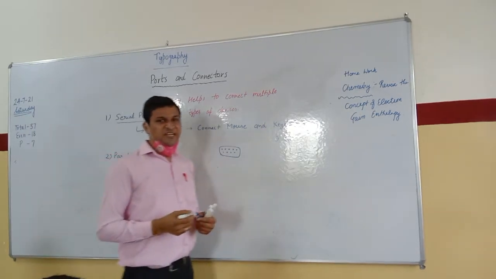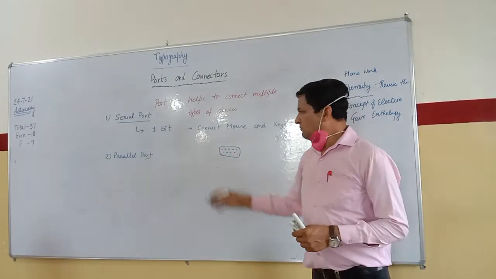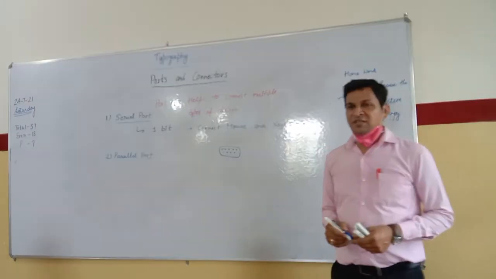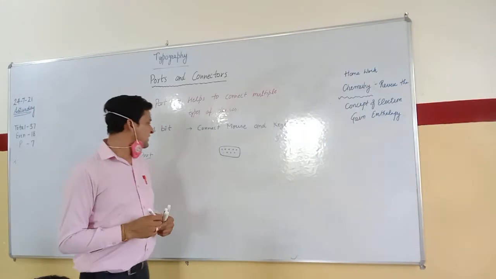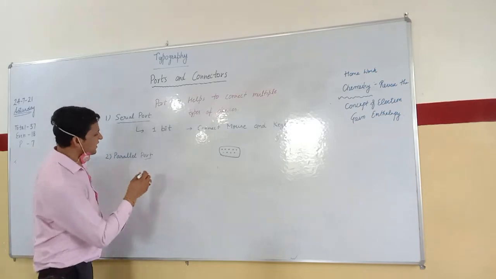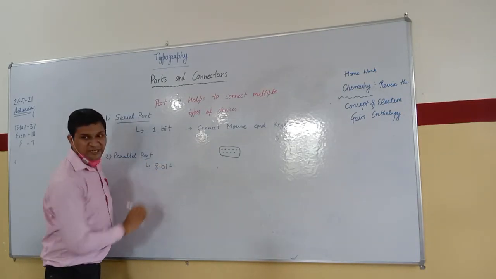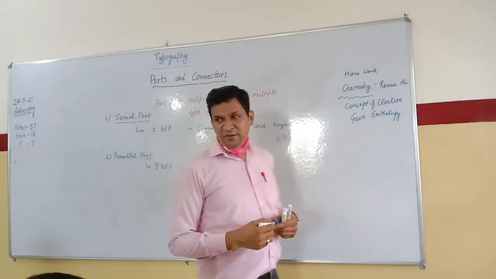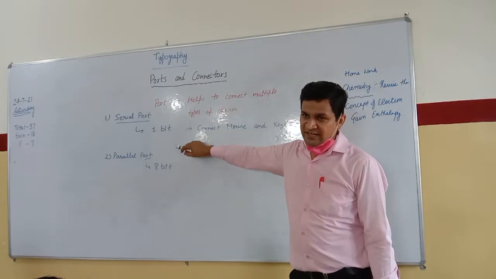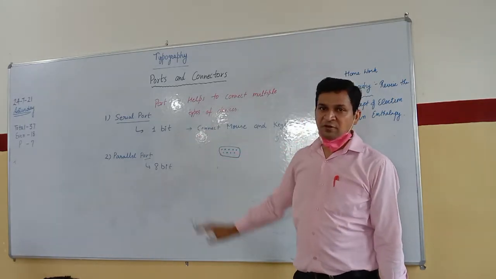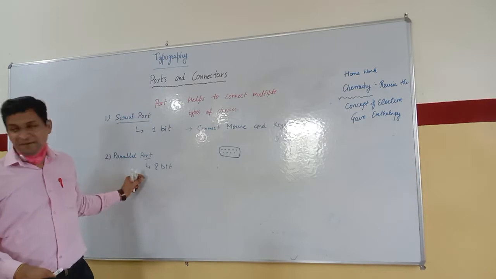Parallel port is specially used for printer technology. Parallel port is also available for keyboard and mouse. Parallel port can transfer data up to 8 bits at one time. It means it is approximately 8 times faster than serial port. And it is used for keyboard, mouse and printer, all types of connection.